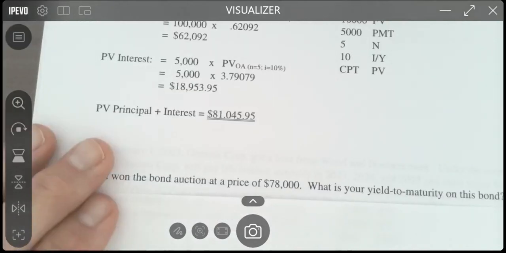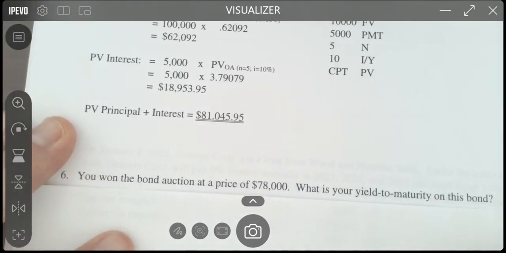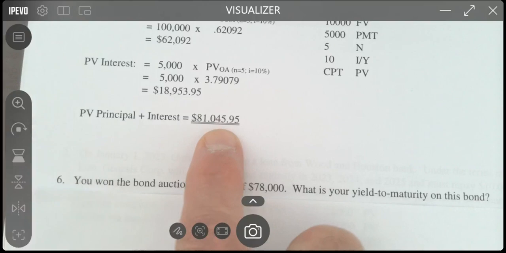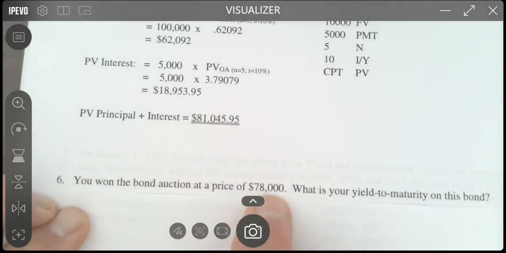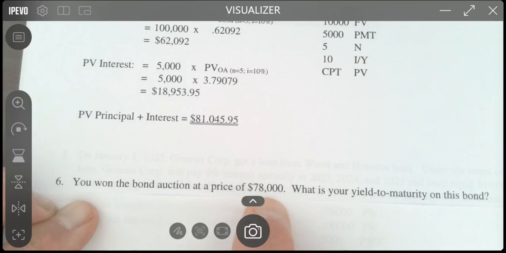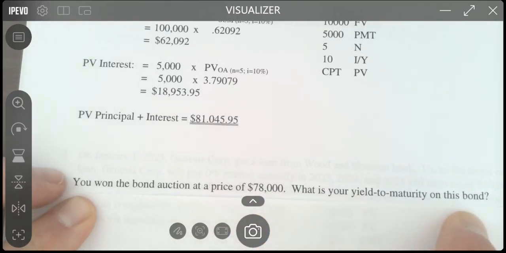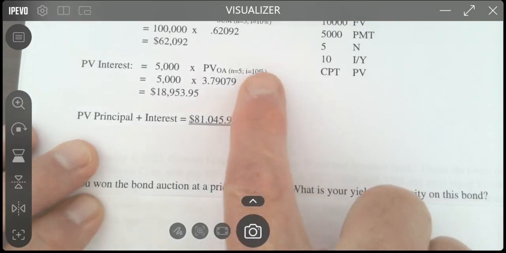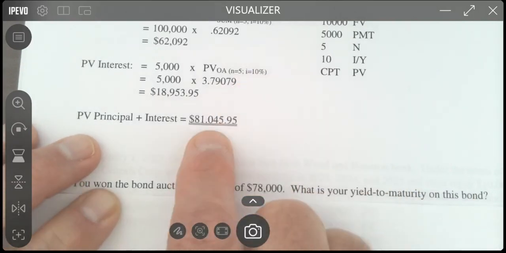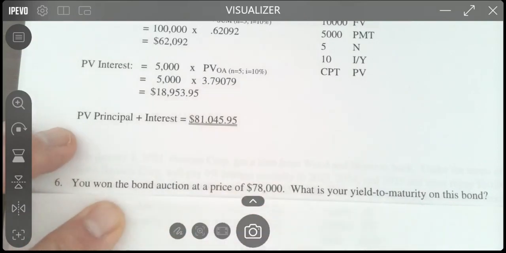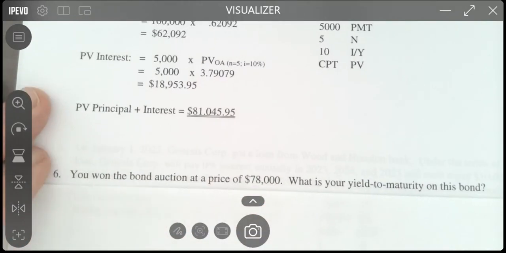You won the bond auction at a price of $78,000, not $81,045.95, which we were actually willing to pay. Don't tell anybody. We bid $78,000 and nobody outbid us. So what will be our yield to maturity on this bond? Well, I can tell you one thing: it's going to be greater than 10%, because we would have yielded 10% at $81,045.95. Let's see what it actually is.